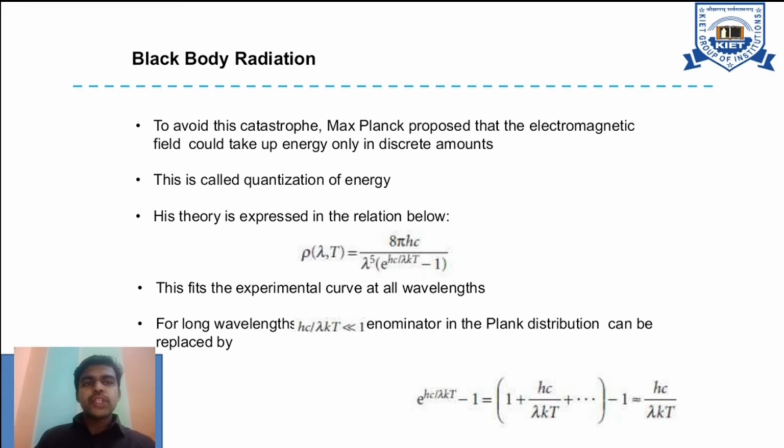Here comes the continuation in the analytical point of view. To avoid this catastrophe, Max Planck described the quantization of energy. What is that quantization of energy? The electromagnetic field could take up energy only in discrete amounts. That is quantization of energy. This fits the experimental curve at all wavelengths. For long wavelengths, it is happening at the same time. Shorter wavelength, higher frequency, longer wavelength, lower frequency, it also depends. So depending upon this, quantization of energy is happening only in discrete amounts.